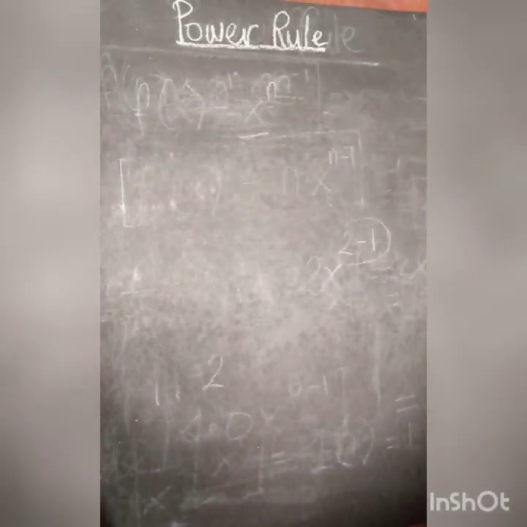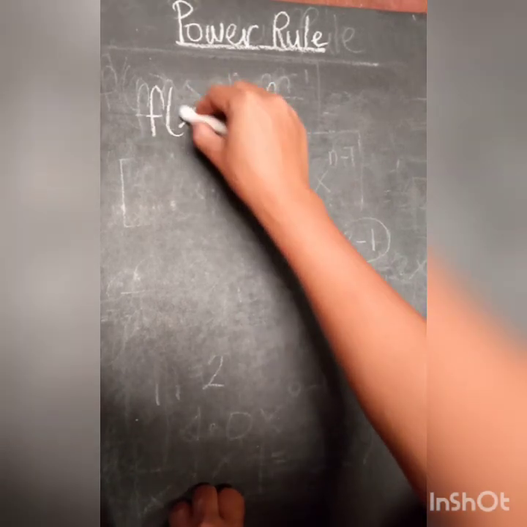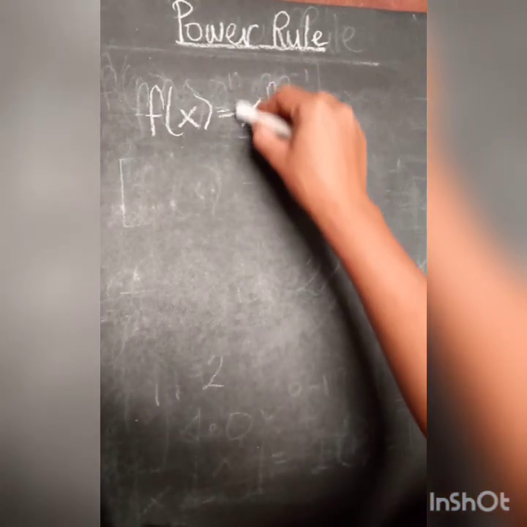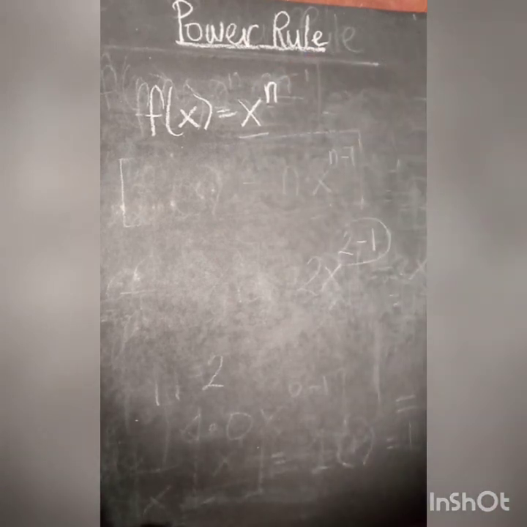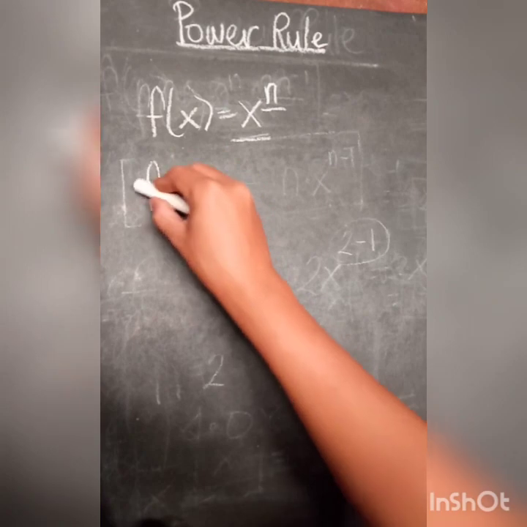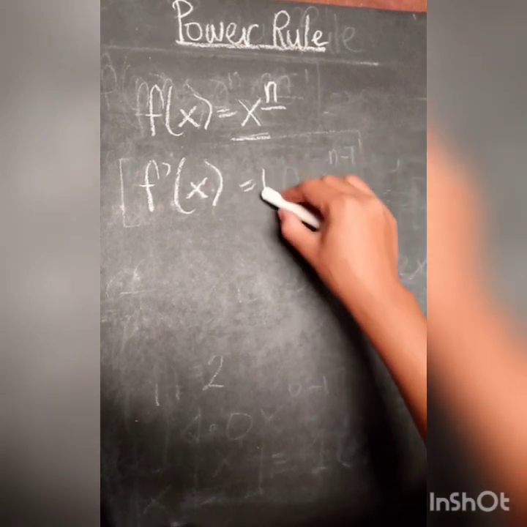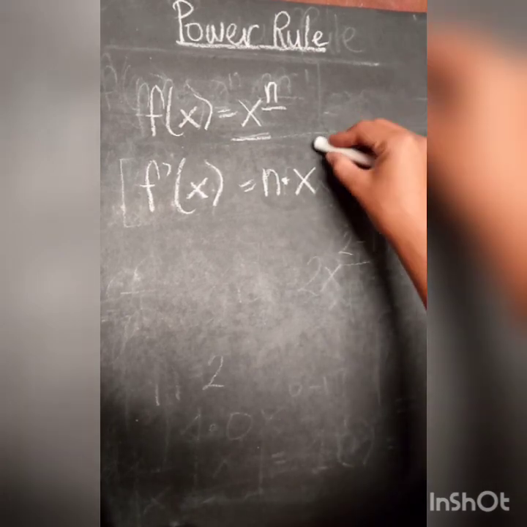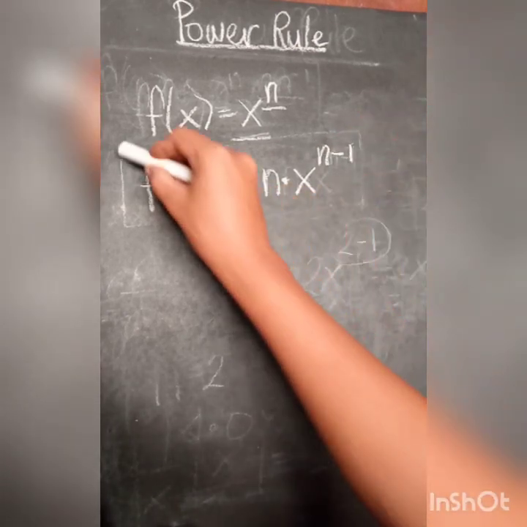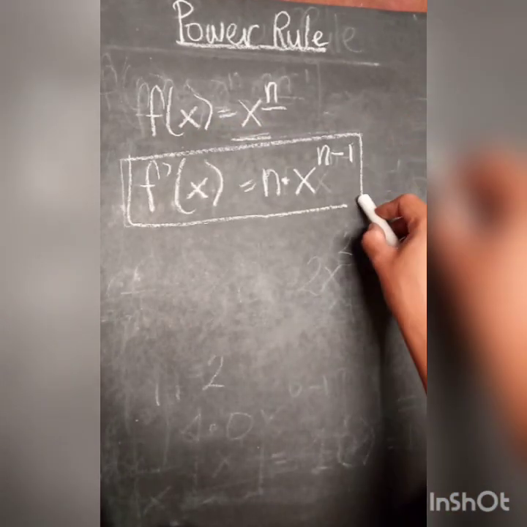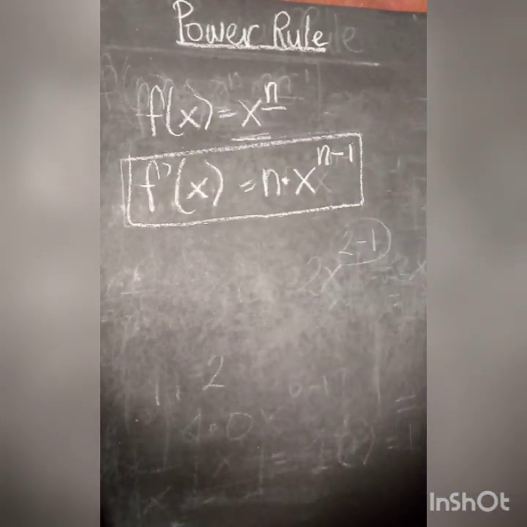So the first one, we have the power rule. We have some function f of x equal to x raised to the power of n. x is our variable there and n is the constant. So what is the first derivative of the function? According to the power rule, it's going to be equal to n times x raised to n minus 1. This is the format that we use to find the derivatives of a power rule.